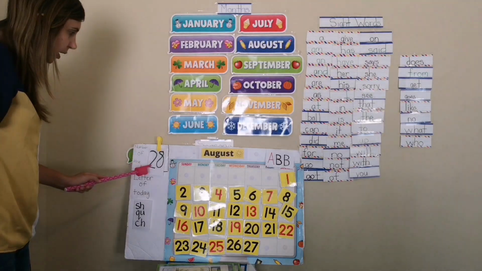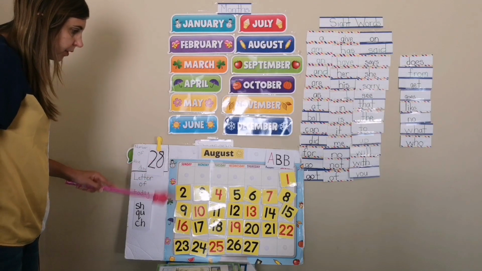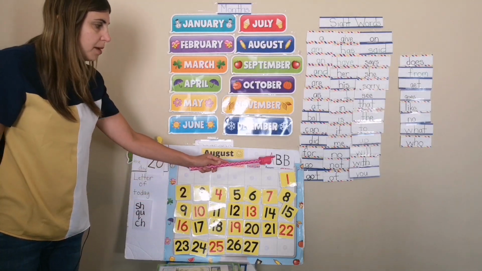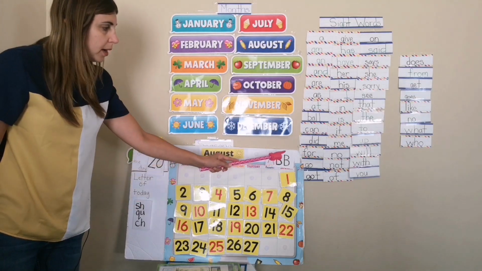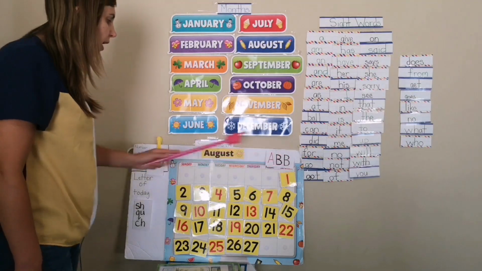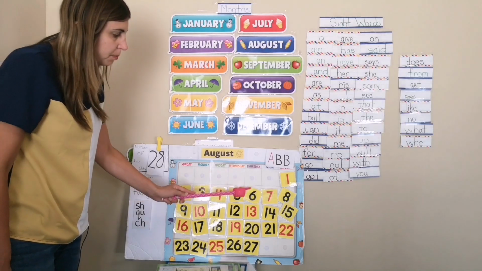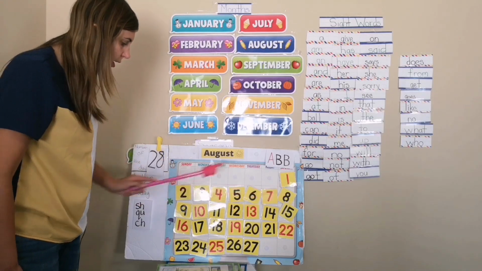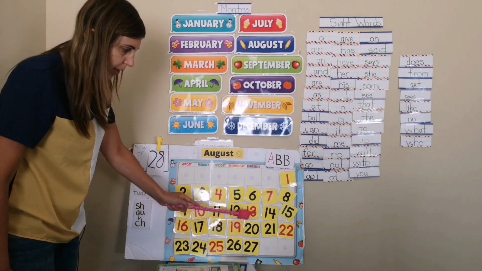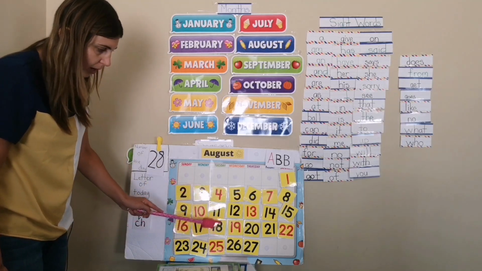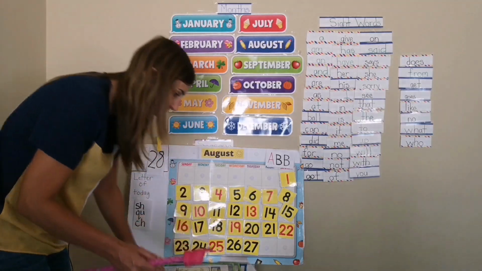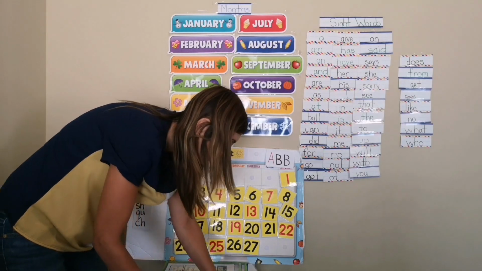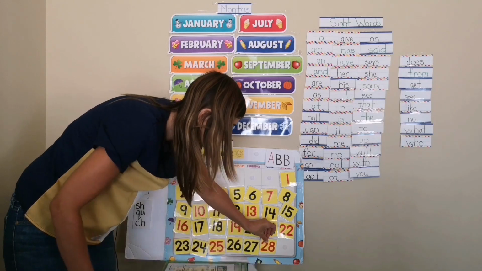A 2 and an 8. We have to see what color our 28 needs to be because we're doing an ABB pattern. Red, black, black. So let's figure it out together. Red, black, black, red, black, black, red, black, black, red, black, black, red, black, black, red, black, black, red. We need a red 28 for our calendar.